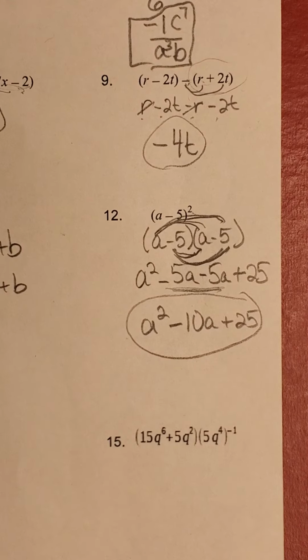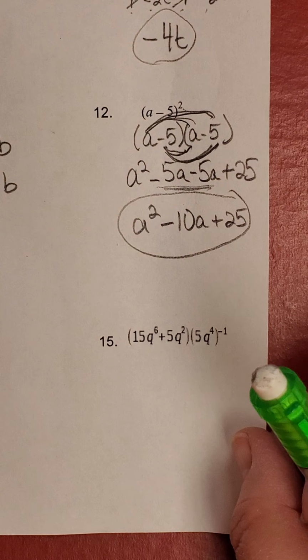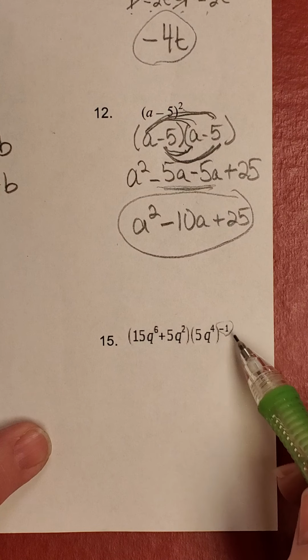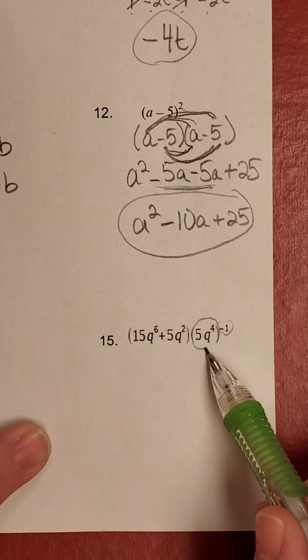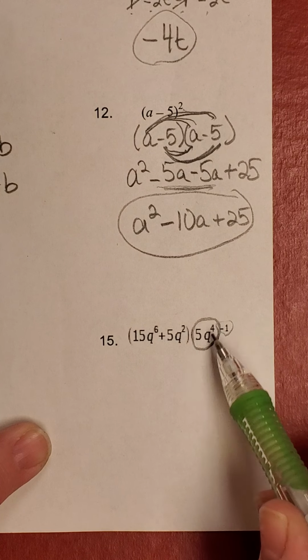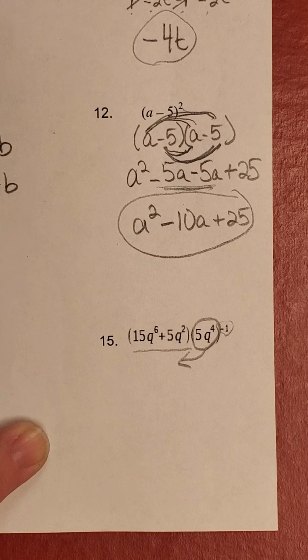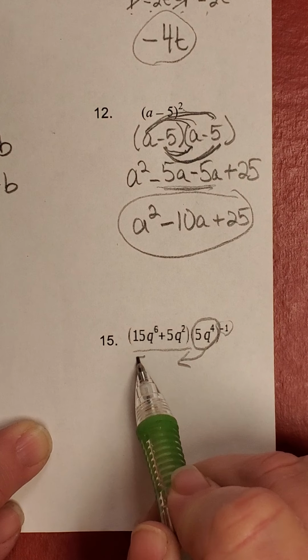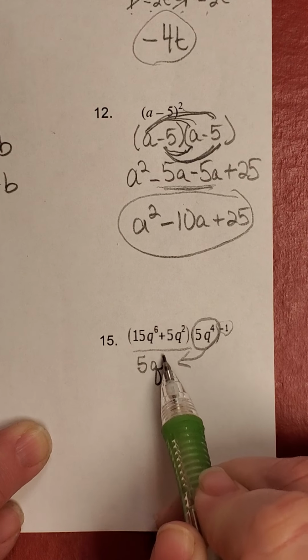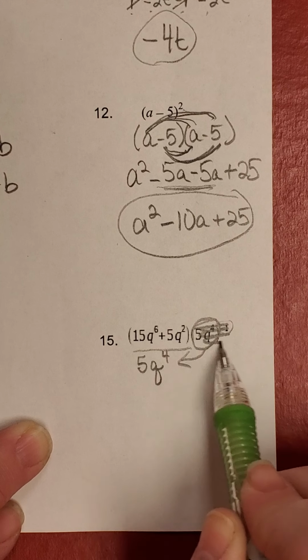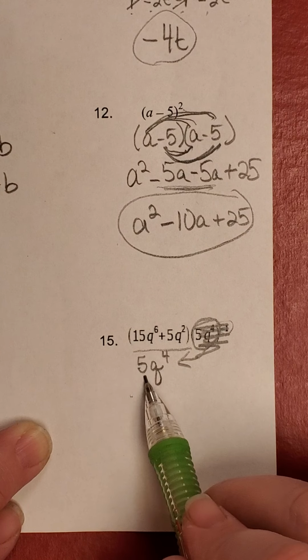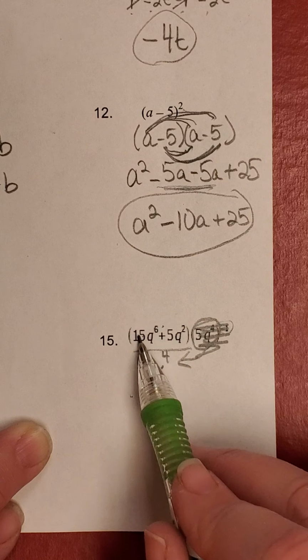This one confused a lot of people because of the negative 1 in the exponent at the end. So this right here just means that you're going to take all of this that's in the parentheses and move it to the bottom, which means we're ultimately going to divide. So we put 5q to the 4th here, and so now it's not there. Okay, so 5q to the 4th goes into 5q to the 6th.